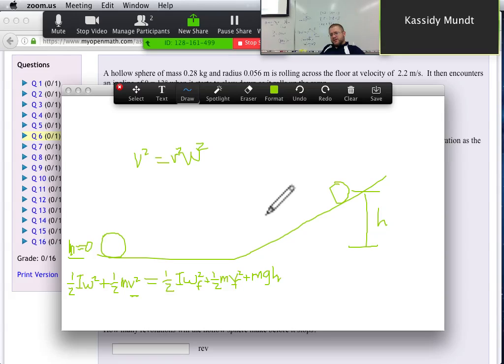Okay. Just one question real quick. It says it's a hollow sphere, so for the moment of inertia, would I use the one that describes it as a thin spherical shell? That's correct.